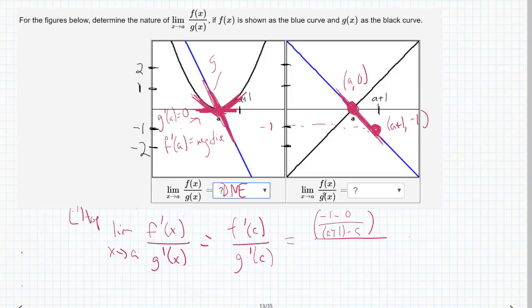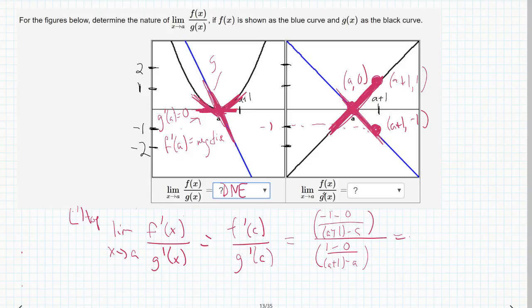Now for our second scenario, notice we have the g prime of a. We're going to look at the slope at a at this point. Well, it's a line, so we can have that same exact value. So we can go a plus 1. Notice in this case it is positive 1. And so in this case, we get 1 minus 0 all over a plus 1 minus a.